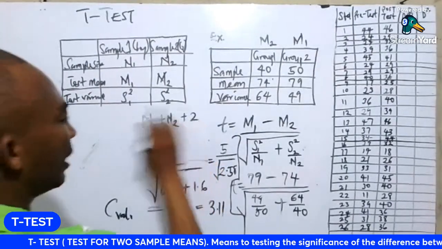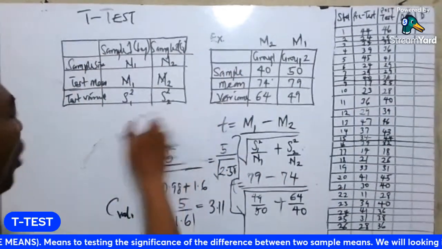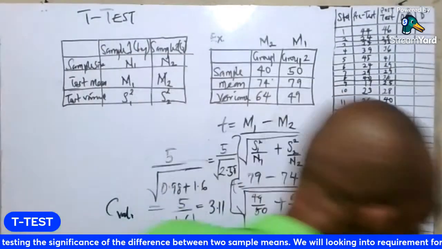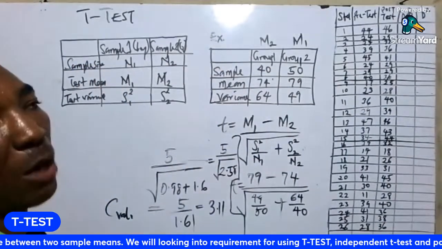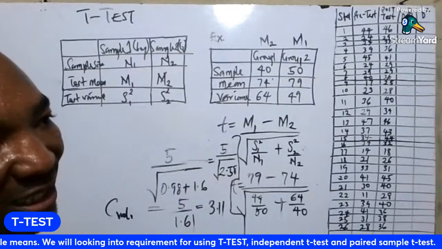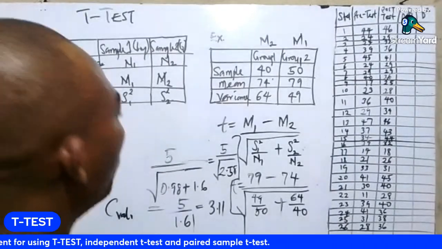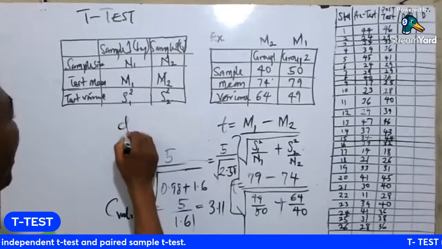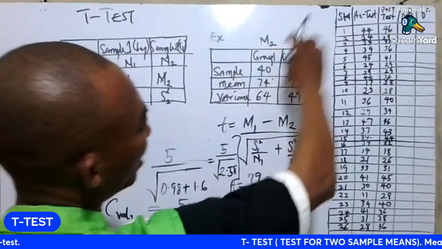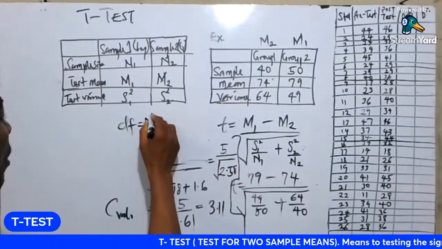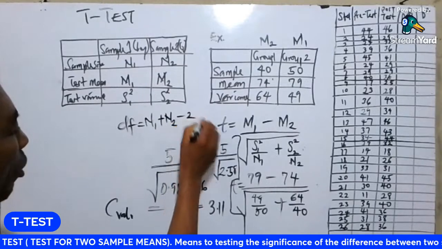So the degree of freedom, let me take that again, because you are going to use your degree of freedom to check the critical value, that is the table value. That is the data you want to go and check on your table. Because the sample size is more than 30, the degree of freedom will be the sample size 1 plus the sample size 2 minus 2.